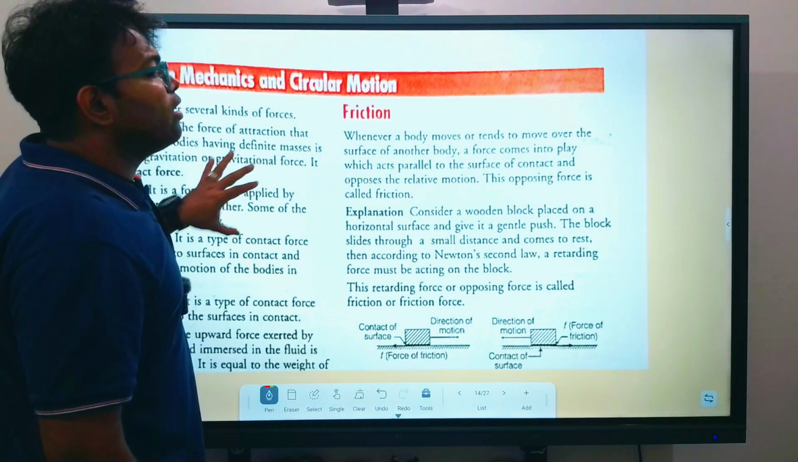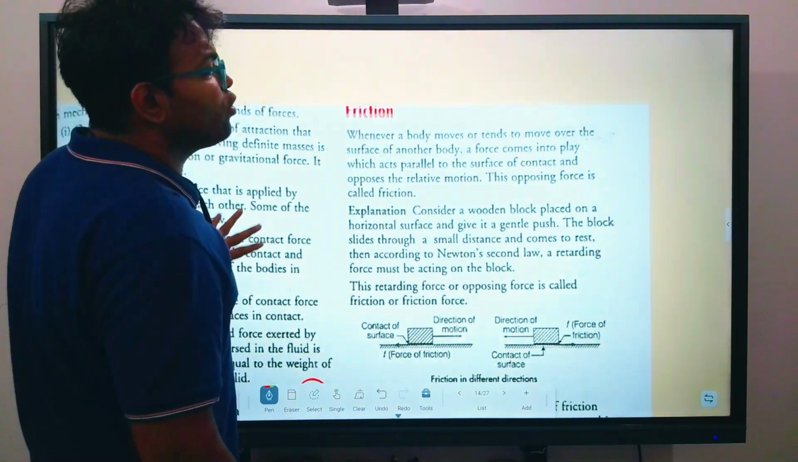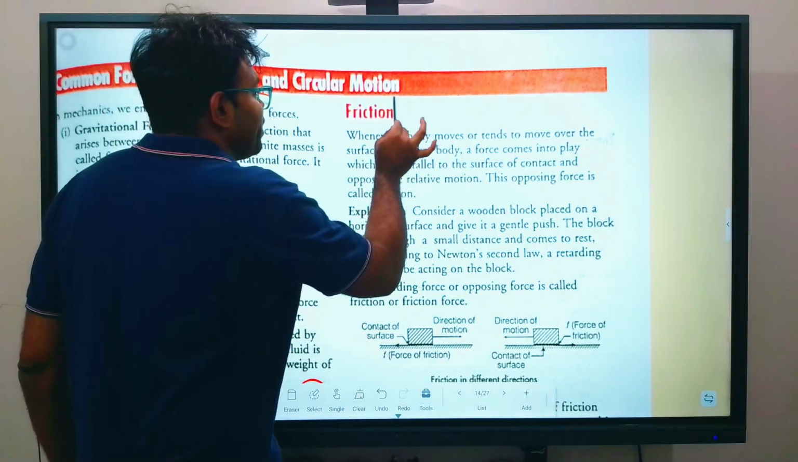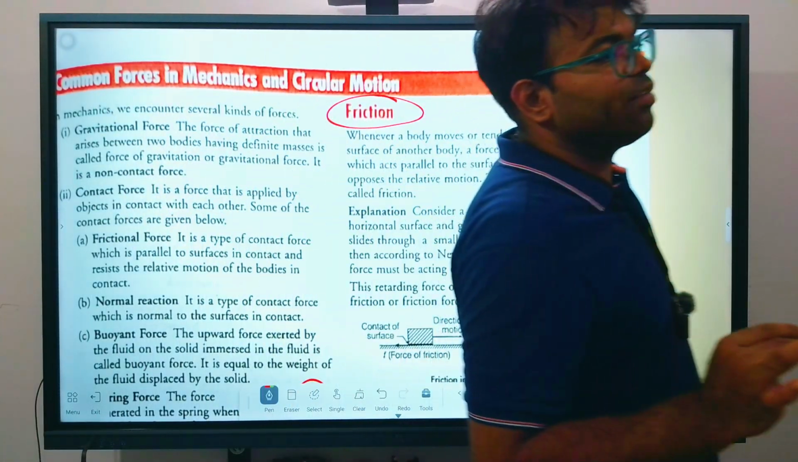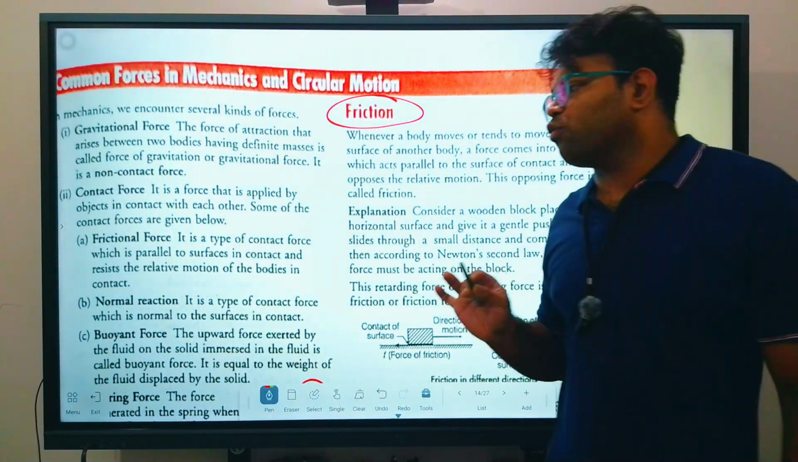Now the most important topic that we have in this chapter is friction. That is the only contact force that we are going to learn. Okay, frictional force.